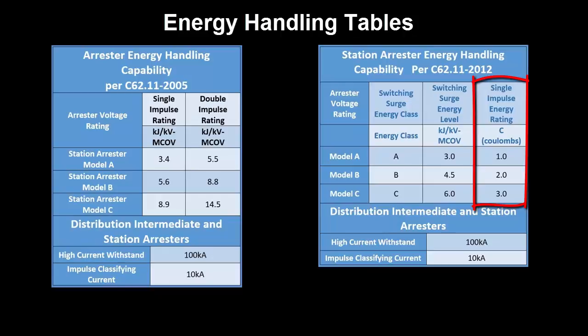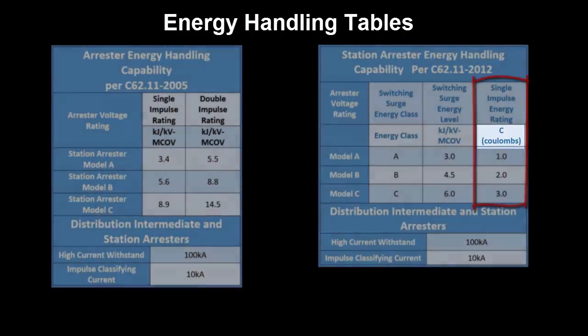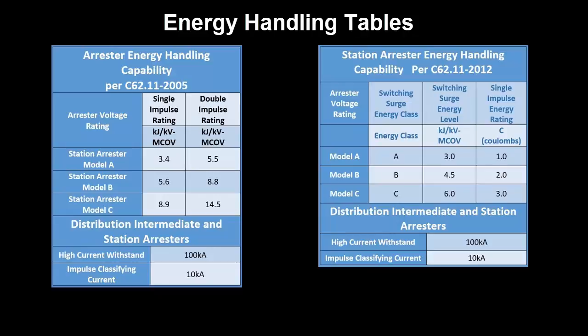Because the wave shapes of the test current can be variable, the unit of measure of the current is the integral of the current, which is charge. Charge is measured in coulombs, so the table shows the single impulse charge transfer capability in coulombs.